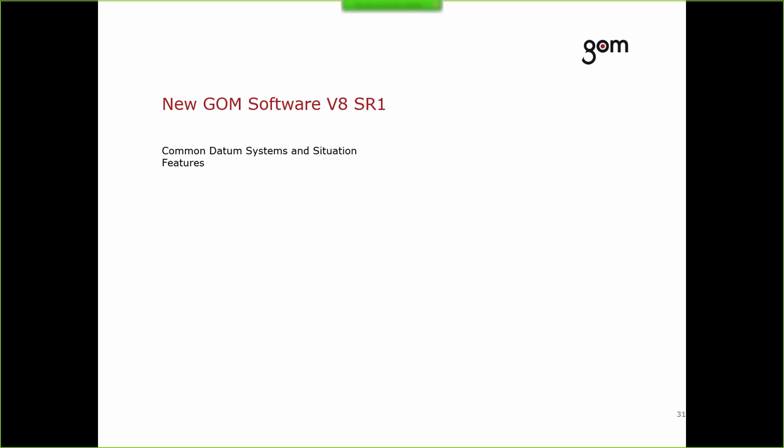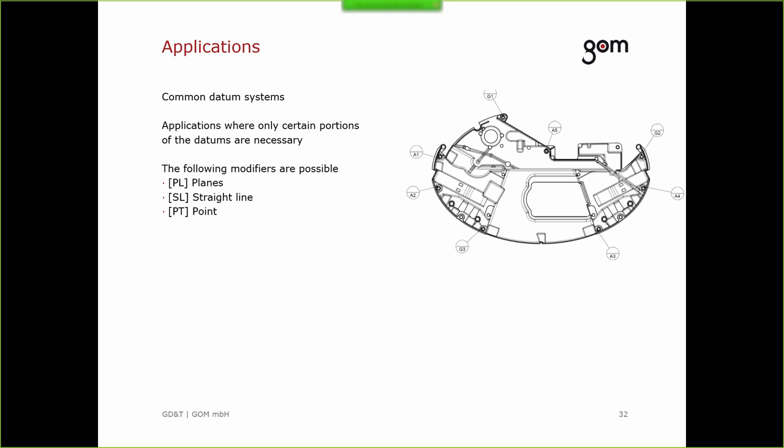The software department also added advanced possibilities for the usage of common datums and situation features. Common datums are necessary when you want to combine several elements to only one datum. Those areas are often used for mounting points to additional parts of an assembly. Situation features are used when not all constraints should be used for the element. You are now also able to select which constraints should be blocked by using the modifiers plane PL, straight line SL, or point PT.